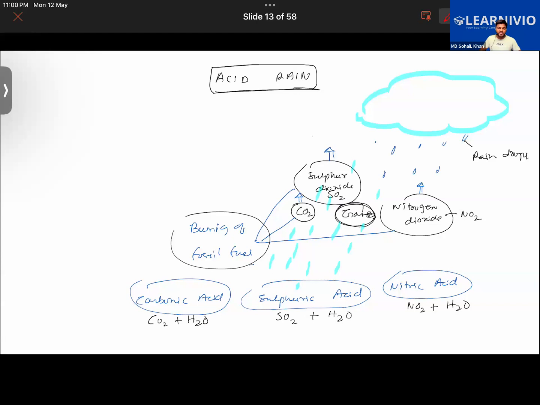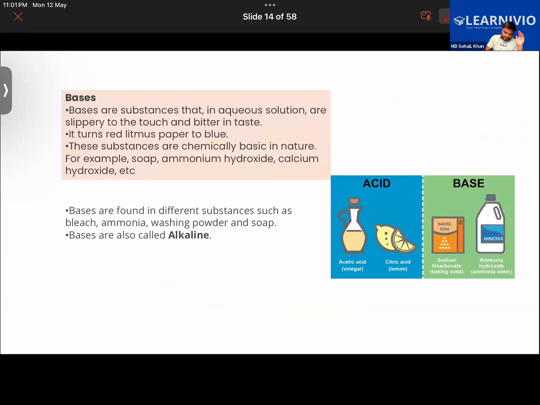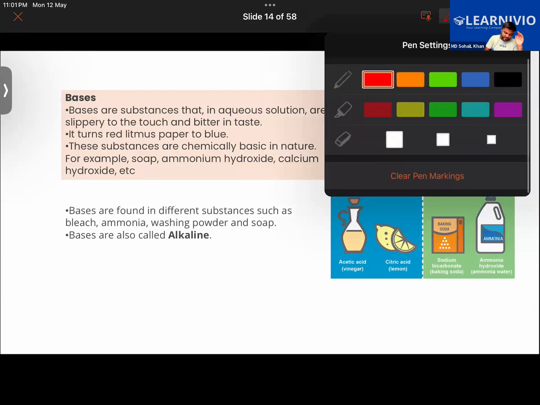It will make the water of the lakes, ponds, and rivers too much acidic. If it becomes highly acidic, the fishes and other aquatic animals may get killed. It will eat up the leaves of the trees, so by losing the leaves, the tree will die. It will damage the surface of buildings and monuments that are made up of stones, particularly. So I hope that much is clear to you about acid rain.